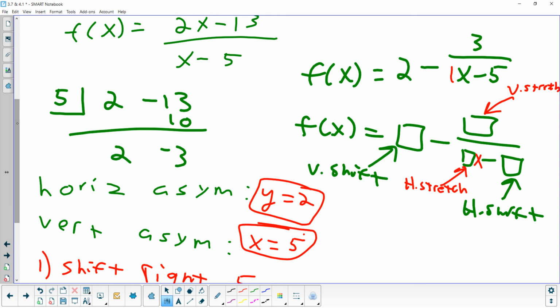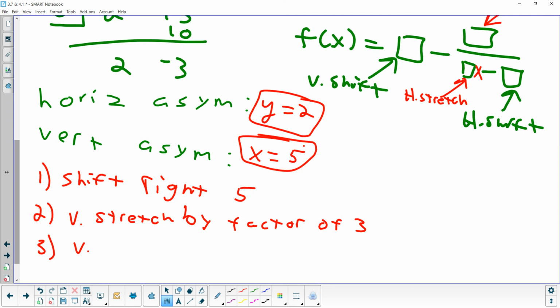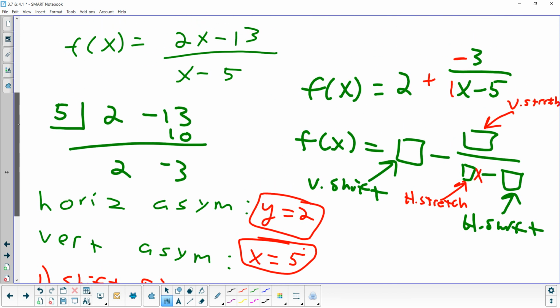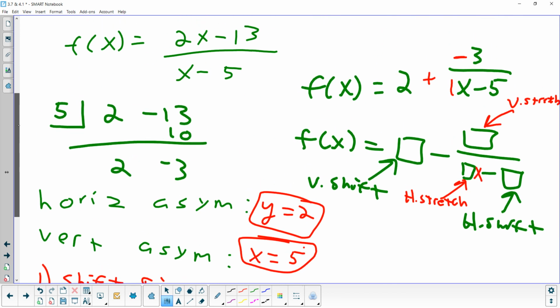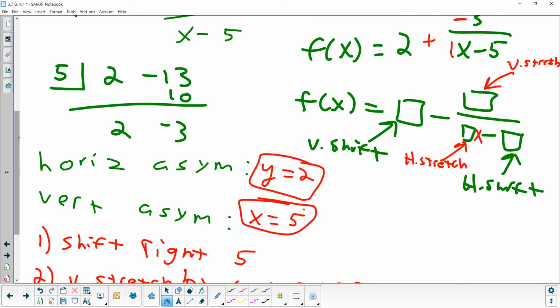Well, actually, vertical stretch by a factor of 3, and think of it this way if you want. What does a negative do when it's next to the vertical stretch? Flips it. So everything we've done is right, I just didn't want to forget that one. That negative causes a vertical reflection. And the last thing, what does the plus 2 do? Shift up 2. Okay, so remember, if the number with the stretch is negative, it causes a flip with it.